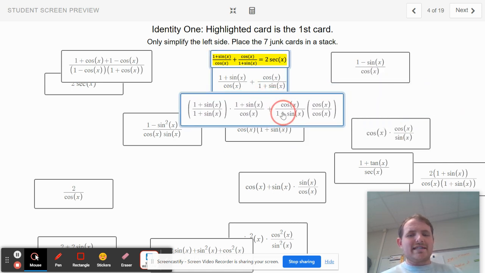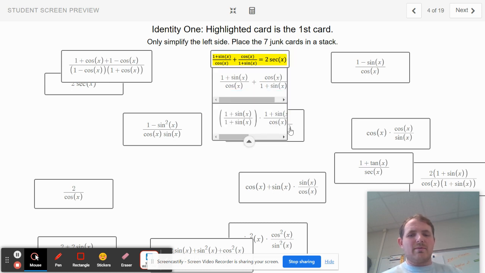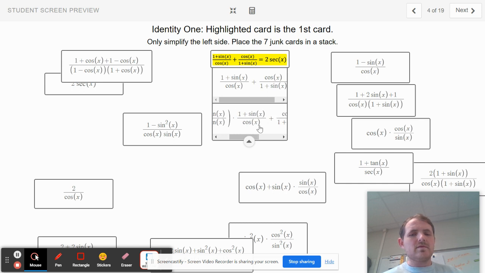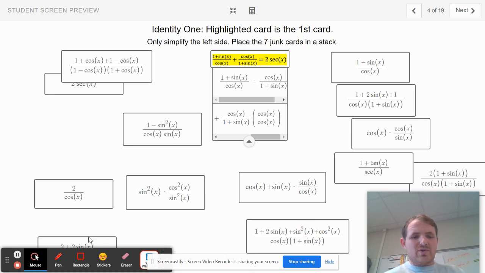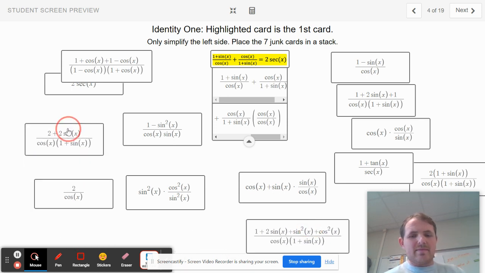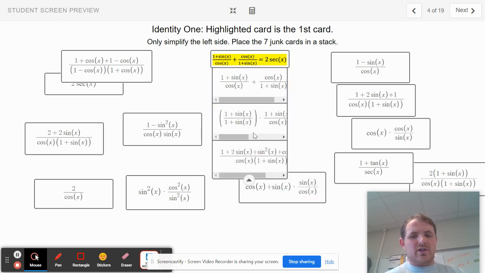It took the right denominator, multiplied it on top and bottom, and took the cosine and multiplied that on top and bottom. Okay? So, if you look over here, there should be a cosine squared on top somewhere. So I'm looking around. Do I see any cosine squareds on top? Down here, but it's got all this extra junk to it. So let's look at it.